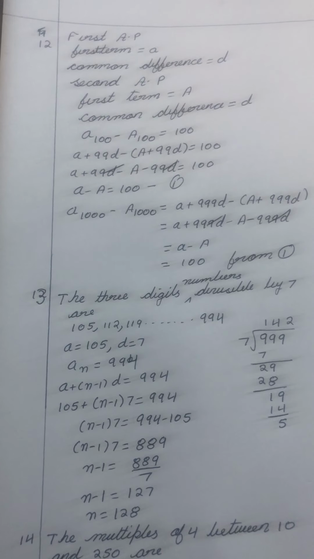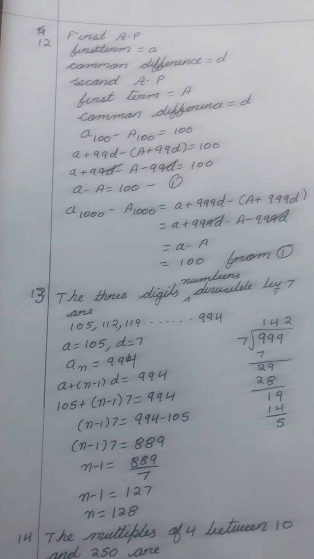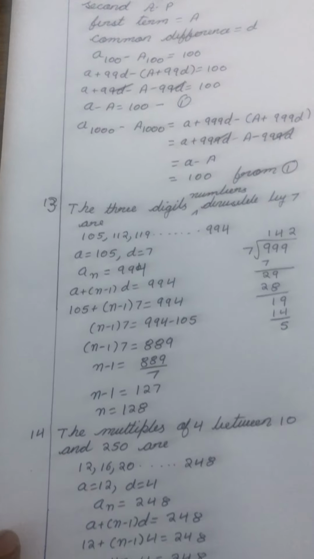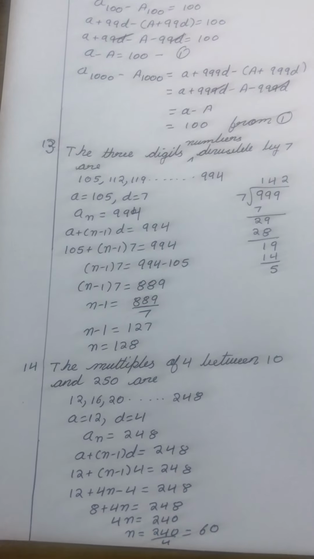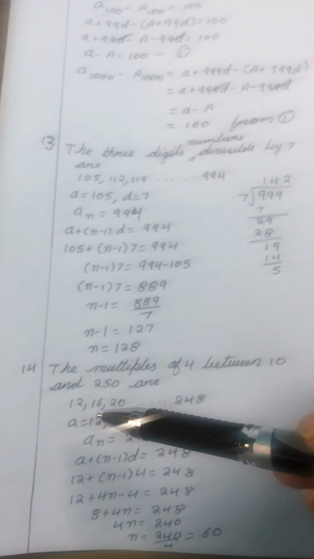Question number 12 and question number 13. So now question number 14. They are asking how many multiples of 4 lie between 10 and 250. So we have to see which numbers are divisible by 4 between 10 and 250. After 10, the first number divisible by 4 is 12. So 12 plus 4, 16, 16 plus 4, 20.